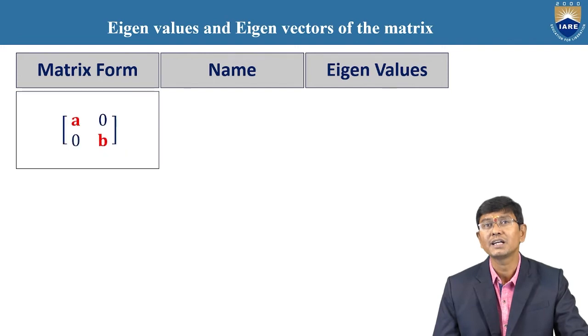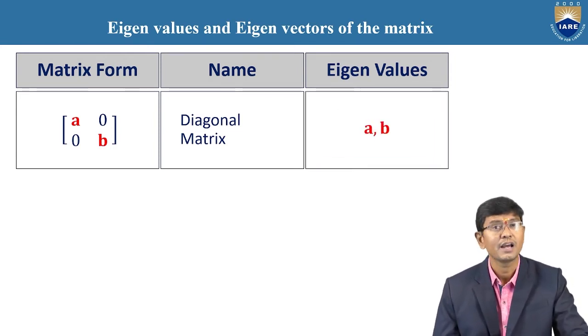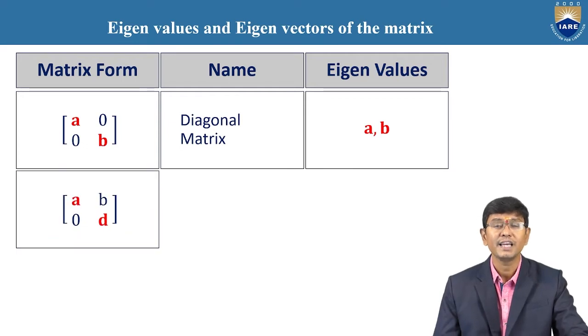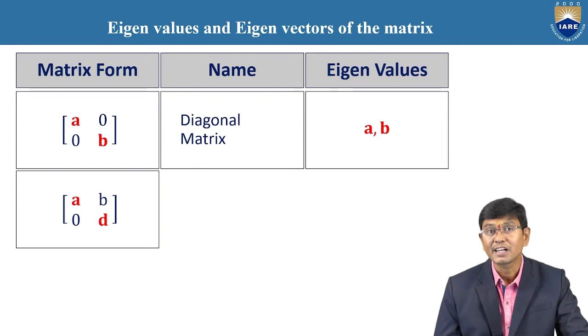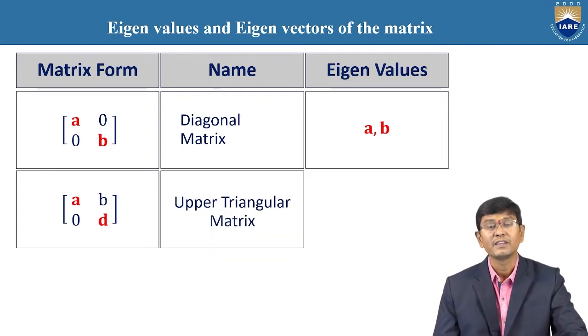Now, we need to understand the 2 by 2 matrices. For example, a comma 0 and 0 and also b. It is clearly a diagonal matrix of 2 by 2 order, and here the eigenvalues are a comma b, according to the diagonal elements. Similarly, if it is a, b, 0, d, the given matrix is an upper triangular matrix. According to the definition, the elements below the diagonal are 0. Therefore, the eigenvalues are a comma d only.